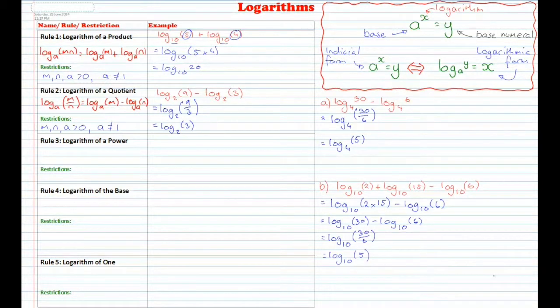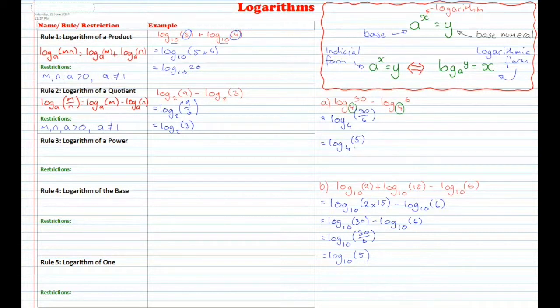So welcome back. Now as you can see we've got log base 4 30 minus log base 4 6. So of course because we've got the same bases here and here, what we can do is just write that as log base 4 30 divided by 6. Now 30 divided by 6 is 5, so the answer is log base 4 to the 5.